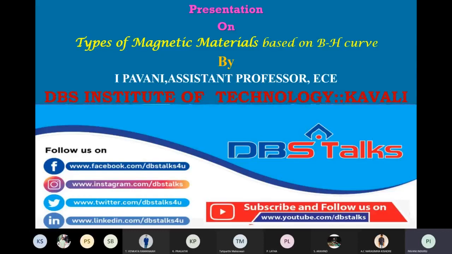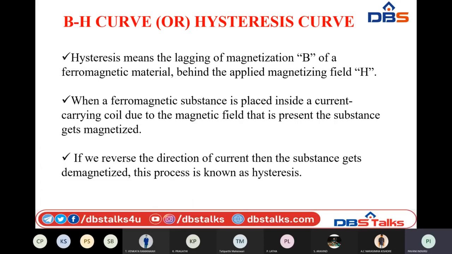To discuss types of magnetic materials based on the BH curve. First we should know what the BH curve is and which kind of materials will show this kind of property. Generally, while we are magnetizing or demagnetizing ferromagnetic materials, we mostly observe this property known as the BH curve or hysteresis curve. So first we should know what magnetization and demagnetization are.